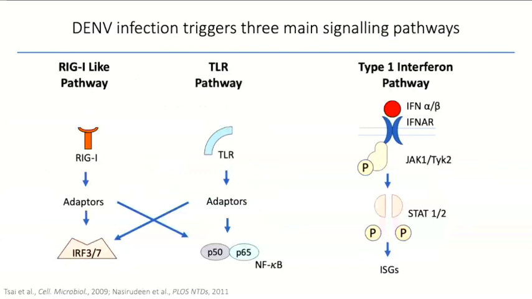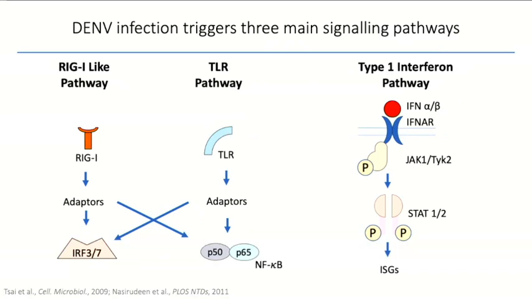Dengue virus infection triggers 3 main signaling pathways. Dengue virus has a single-stranded RNA genome, and this viral genome is detected in the cytoplasm by pattern recognition receptors RIG-I and MDA5. In addition, endosomal TLRs 3, 7, and 8 also respond to the dengue virus RNA genome. These various pattern recognition receptors signal via adapters to activate transcription factors IRF3, IRF7, and NF-kappa B. These transcription factors then upregulate the transcription of pro-inflammatory genes in the cell.